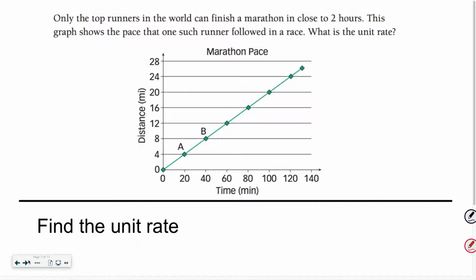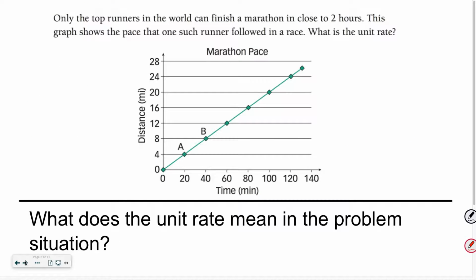I'll find the rate. So what is the unit rate? Oh, we kind of did that too. The unit rate was what? For every 1 minute, he ran 1/5 of a mile. So how many miles did he run per minute?